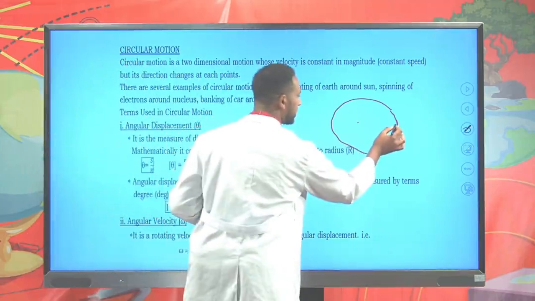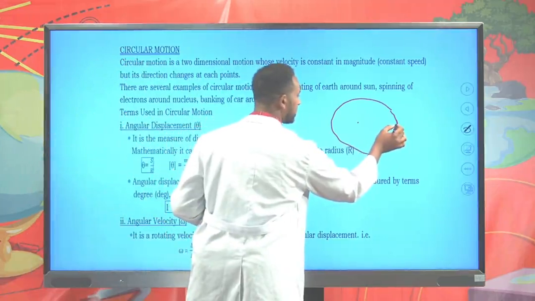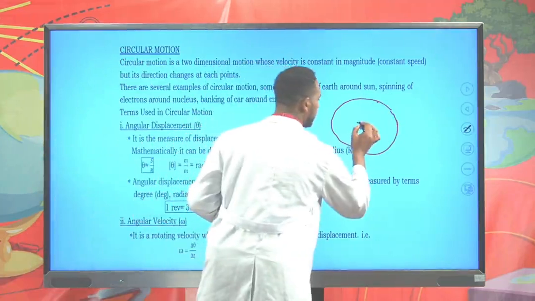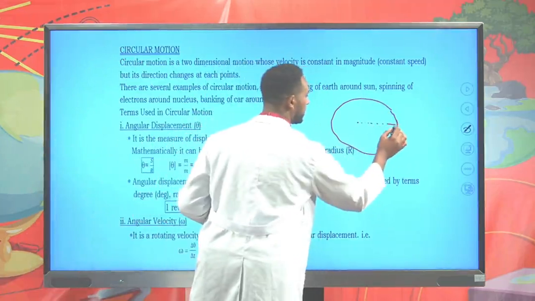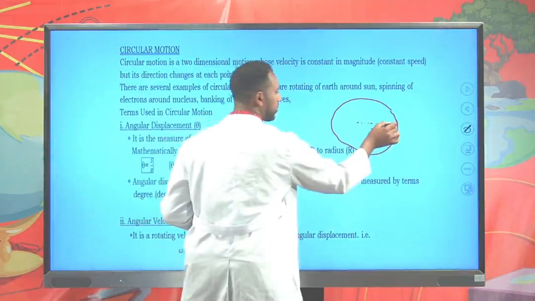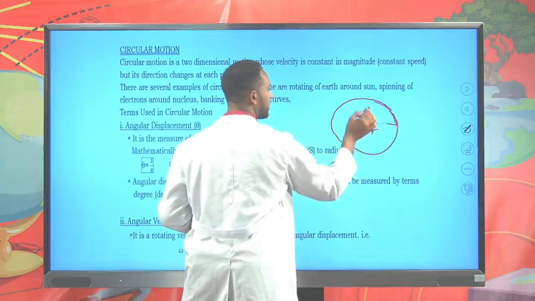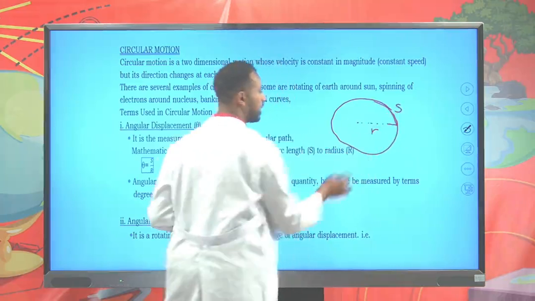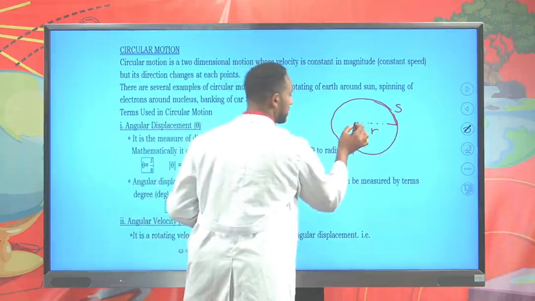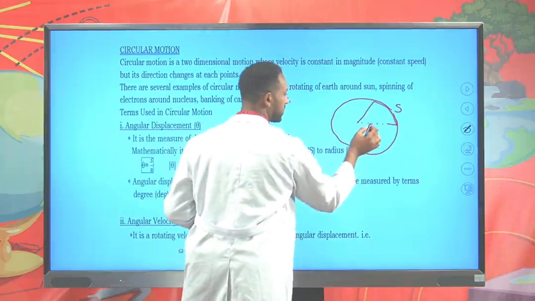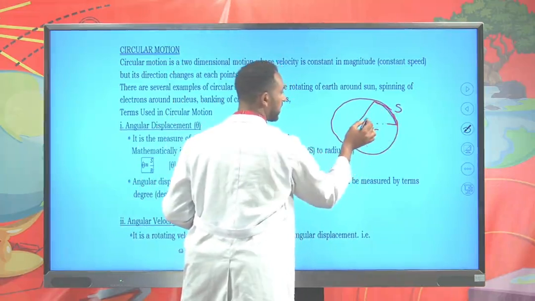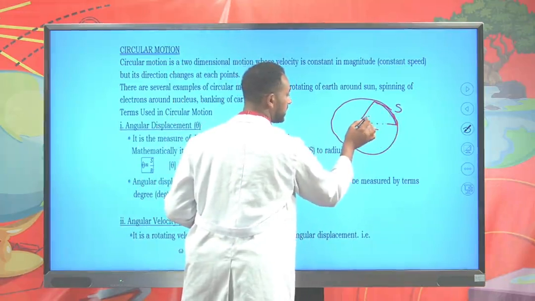Suppose the particle at this point tries to move and reach here, okay? Therefore, from this axis of rotation to this is the radius r. While the particle moves and reaches here, it covers an arc length s. The radius remains constant from this to this. So while this particle moves from this to this and covers an arc length, it subtends an angle theta.